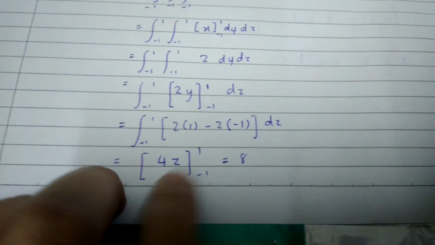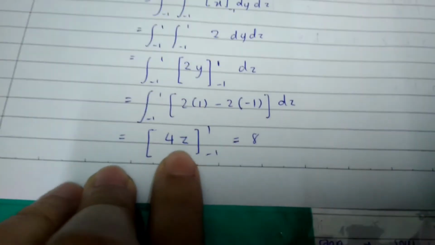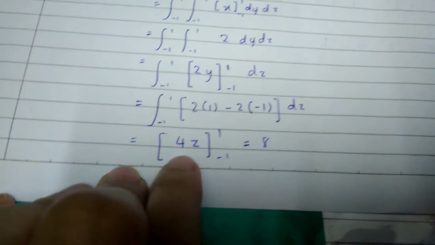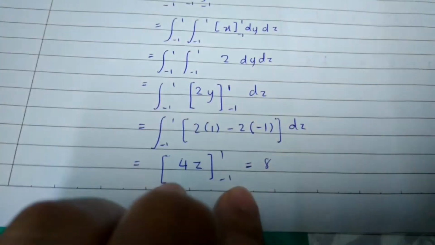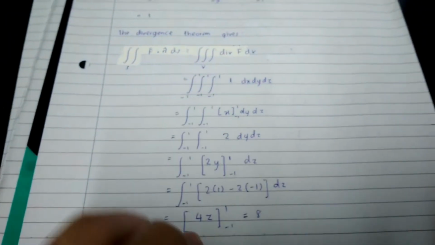After we get 4, we integrate with respect to z, we get 4z, and then we substitute the value into z, and we get 8. So the answer for A is 8.